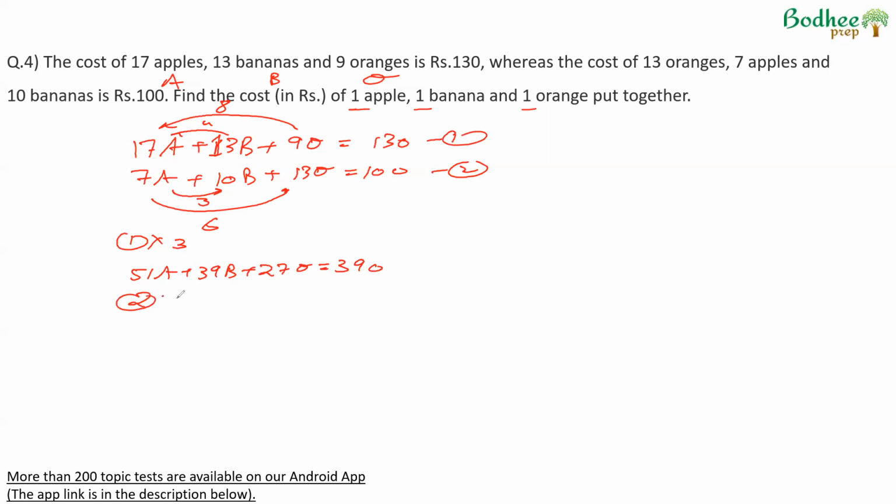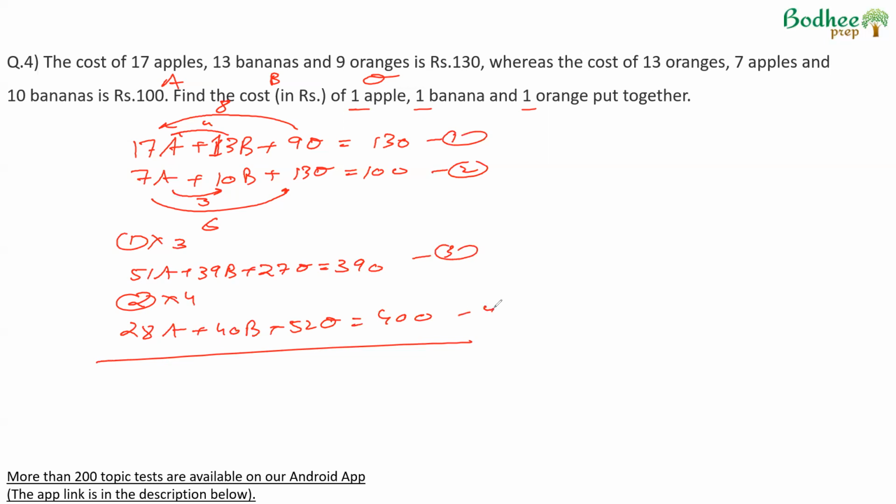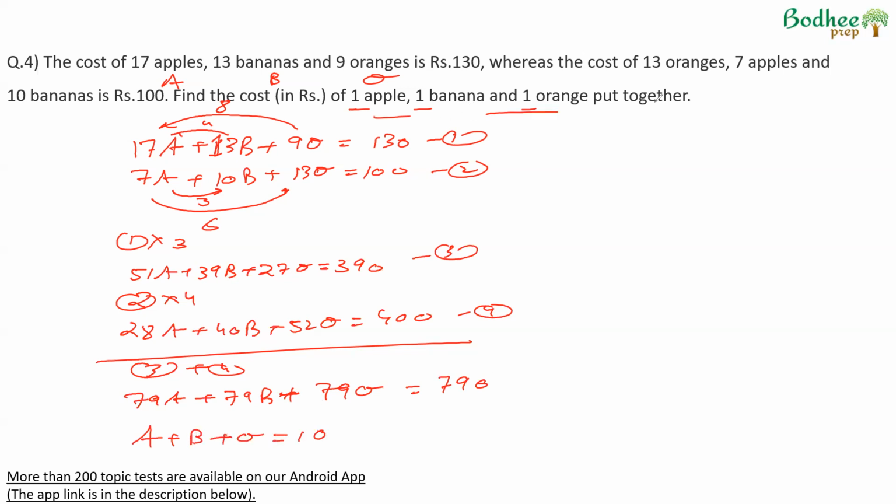And we are multiplying the second equation by 4, which gives me 28A plus 40B plus 52O is equal to 400. Now, if we add these two, so this is equation 3, equation 4. If we add 3 and 4, 79A plus 79B plus 79O will be equal to 790. Divide by 79, A plus B plus O will come out to 10. So the cost of one apple, one banana plus one orange put together is 10 rupees.